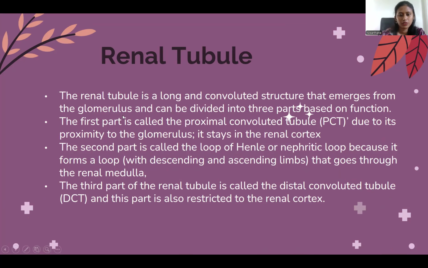The first part we saw earlier is the proximal convoluted tubule, because it is in close proximity to the glomerulus and it stays in the renal cortex. The second part is called the loop of Henle or nephritic loop because it forms a loop and has descending and ascending limbs, and they go through the renal medulla. The third part, which is most distant from the glomerulus, is called the distal convoluted tubule, and it is also restricted to the renal cortex.